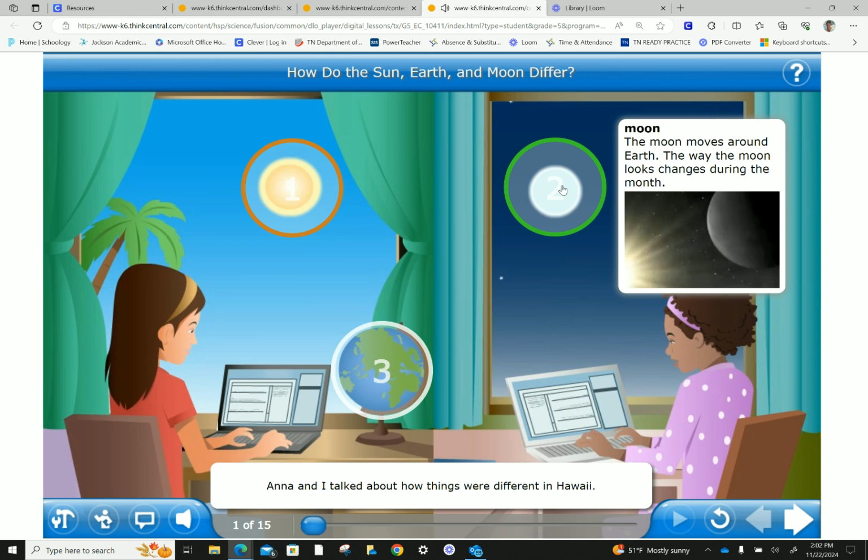Anna and I talked about how things were different in Hawaii. One thing was the same, the moon. We both saw the same moon at night. I told her to look for a full moon when she went to bed that night.